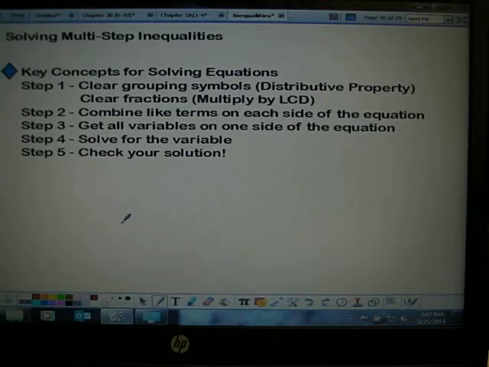Step 2, then you can combine like terms on each side of the equation. Step 3, get all the variables to one side. So once you've combined them on each side, then you're going to bring them so they're all on one side. Solve for the variable is step 4. That's where you're getting rid of your addition and subtraction, and then your multiplication and division. So when you have 2-step equations, this is actually where you're starting. And step 5, you can always check your answers.